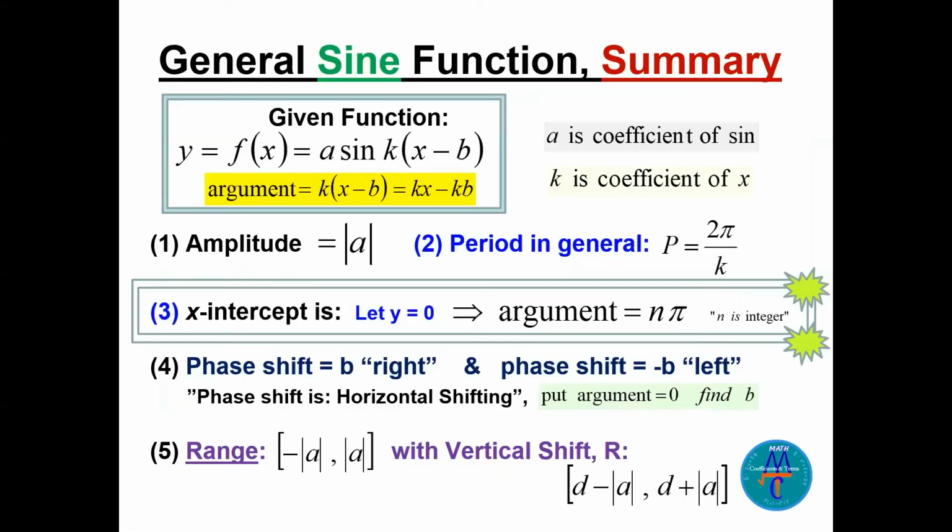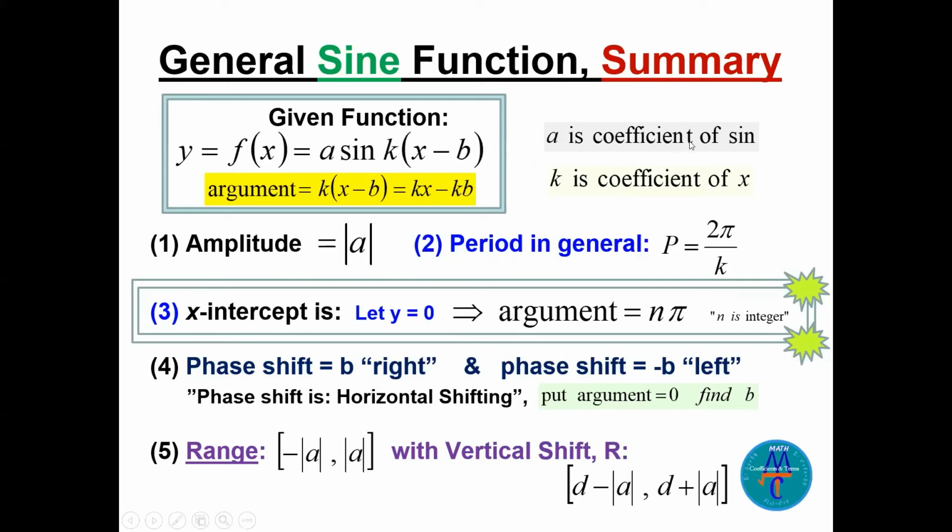This is the general sine function summary. Just to understand, if you need to graph it, you will go through 1, 2, 3, 4, and 5. You can find the range. You can find the phase shift. Phase shift is the B. This is like horizontal shifting. We have used that in many other functions and graphs.